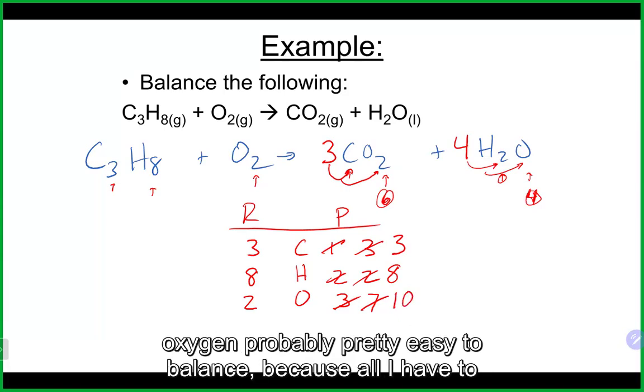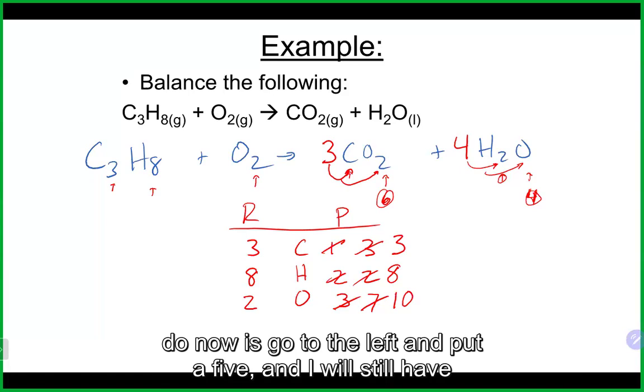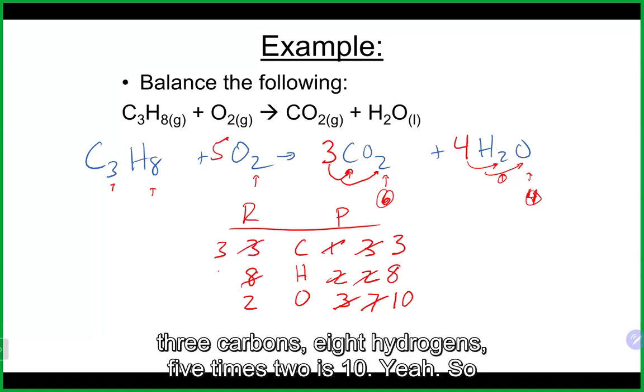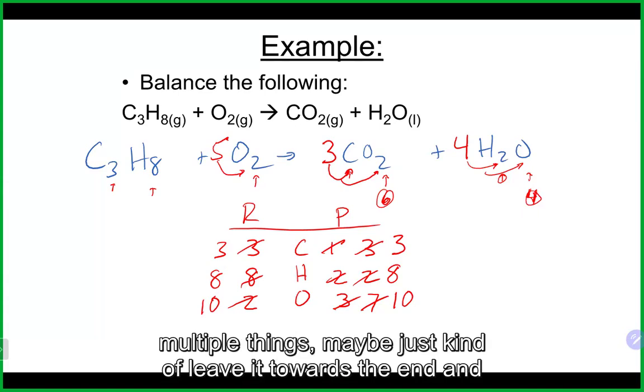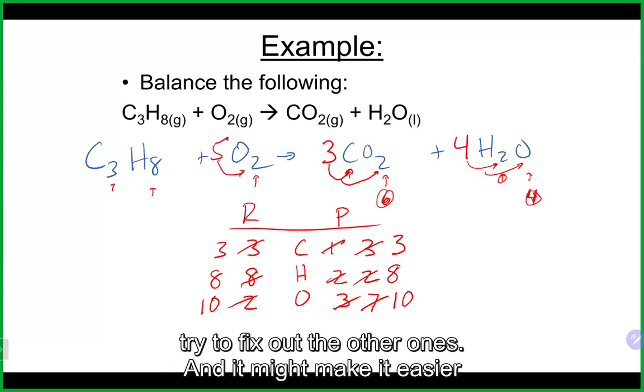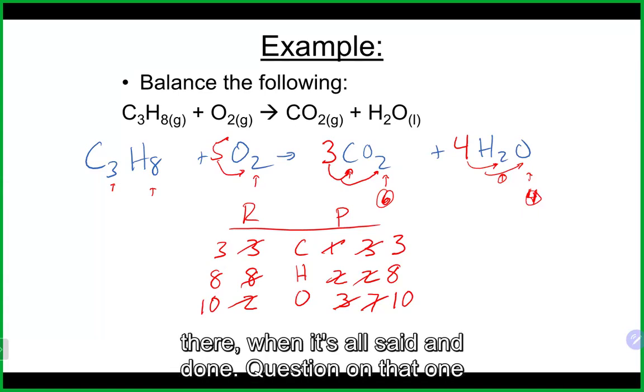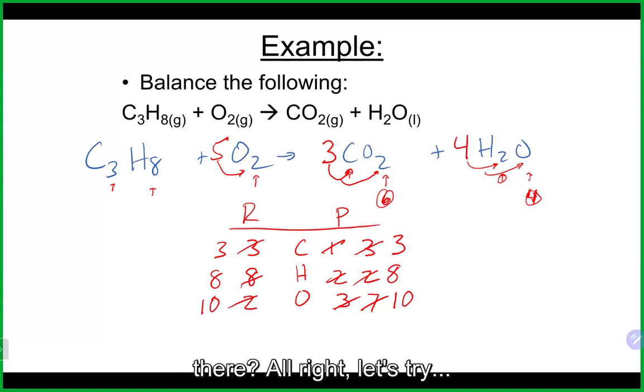Now that's going to make oxygen probably pretty easy to balance because all I have to do now is go to the left and put a 5. And I will still have 3 carbons, 8 hydrogens, 5 times 2 is 10, yeah? So again, I would recommend if you got something like oxygen in multiple things, maybe just leave it towards the end and try to fix the other ones, and it might make it easier when it's all said and done. Question on that one there.